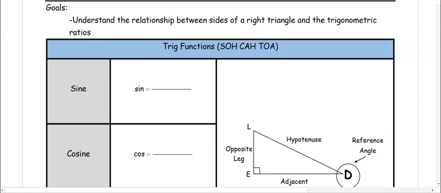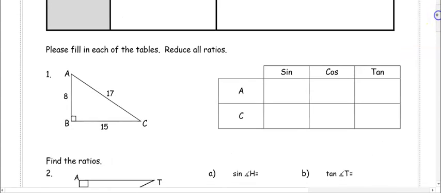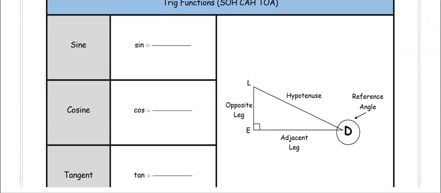This video is about understanding the relationship between sides of a right triangle and trigonometric ratios. So with trigonometric ratios, there are three trig functions: sine, cosine, and tangent. They are all based off of a right triangle. So in a right triangle, the other two angles are used as reference angles. In this case, it's using D as the reference angle, but L could also be the reference angle.